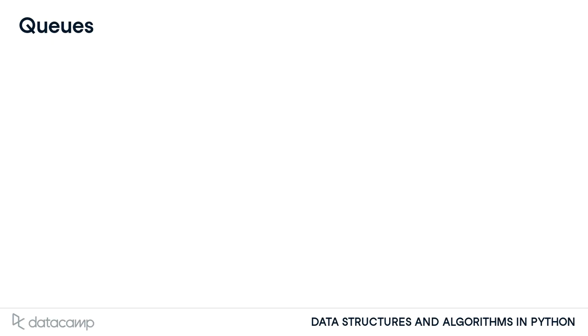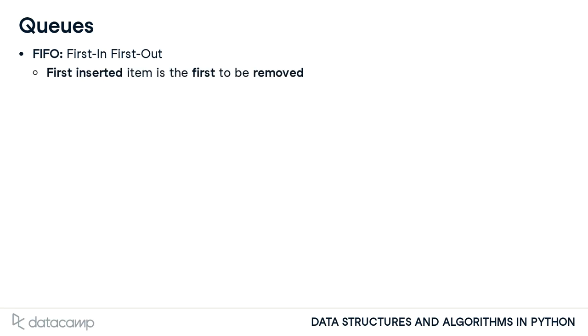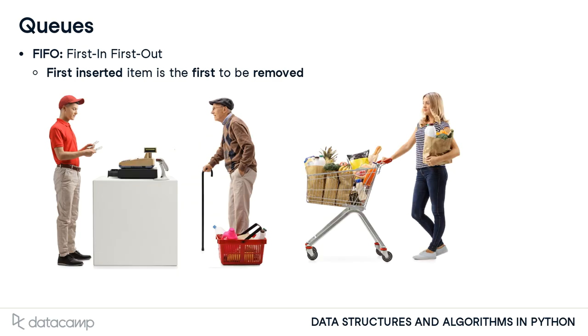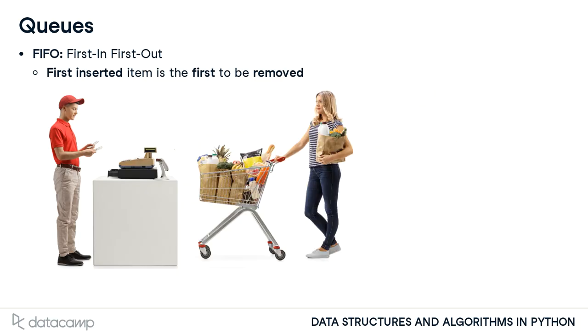Queues are a data structure that follows the FIFO ordering principle, which stands for first in, first out. The first inserted item is the first to be removed. Let's think of a line of people in a supermarket. The first person who joins the line is the first to leave the line.